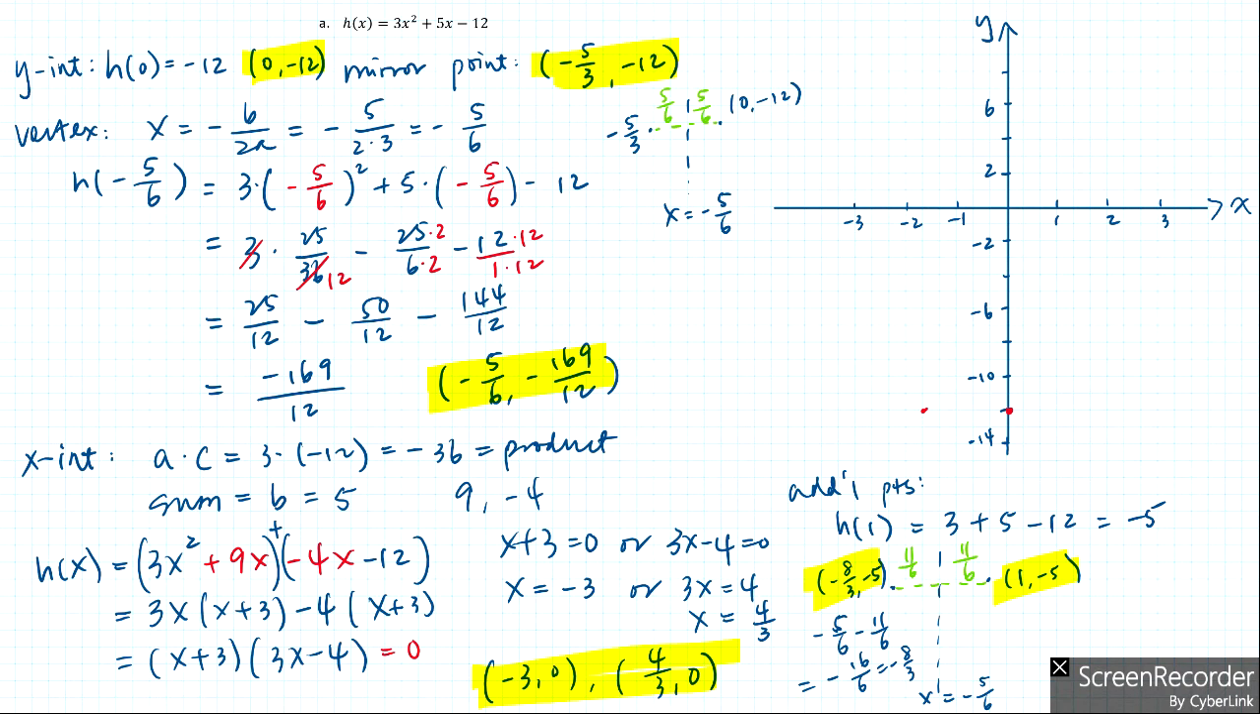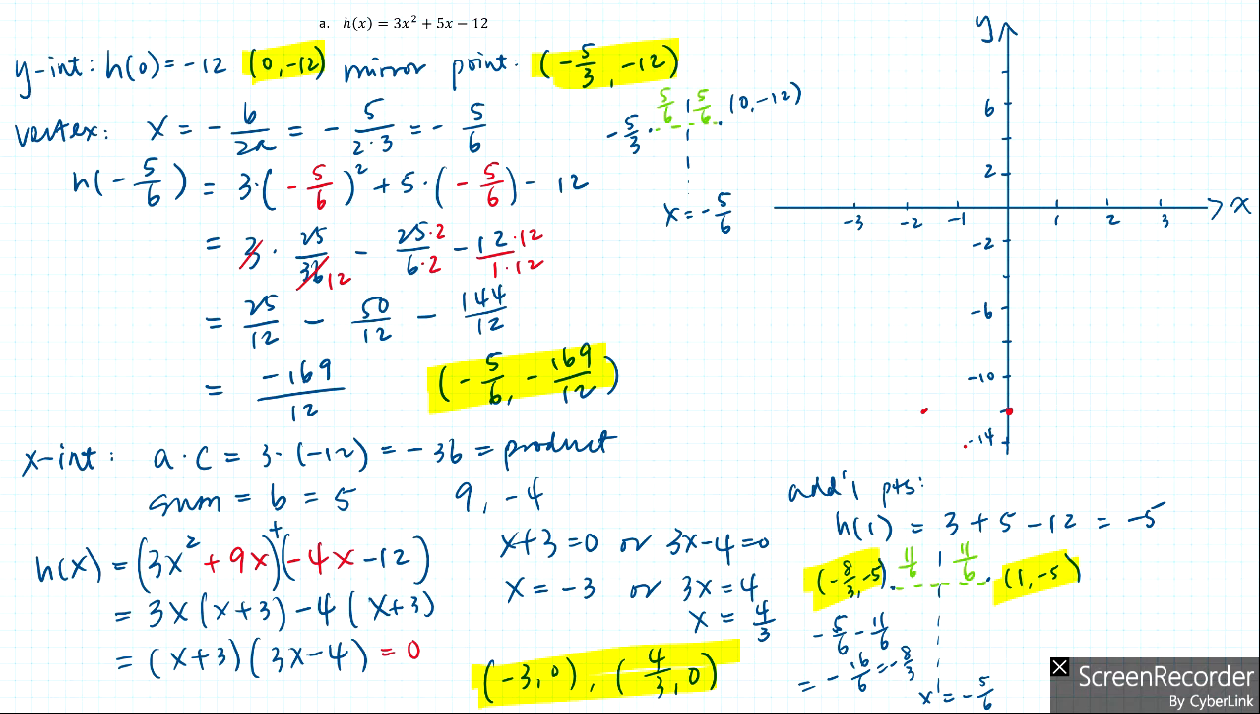And (-5/6, -169/12), we have to eyeball it a little bit. -5/6 is right in the middle of this third box. Going down, -169/12 is just below -14, because I believe -14 is -168/12. So just ever so slightly below, you can pretty much put it right there on the line almost.